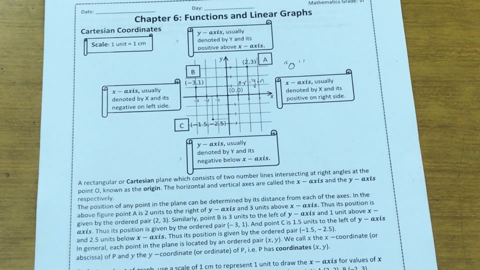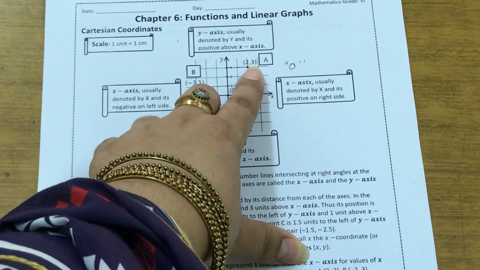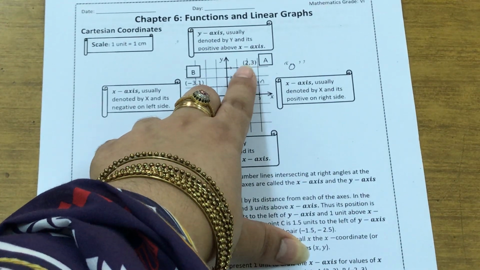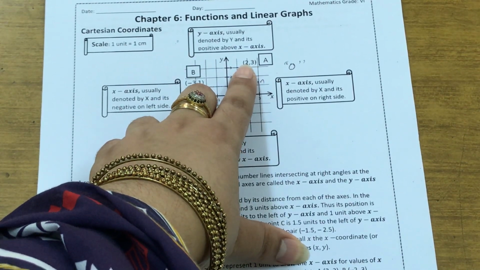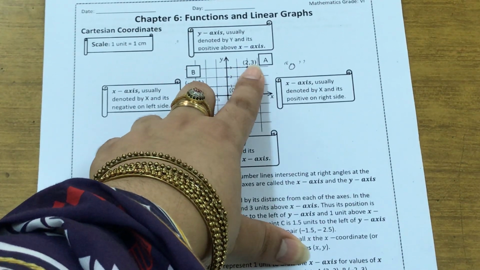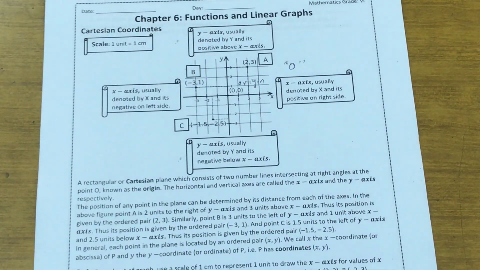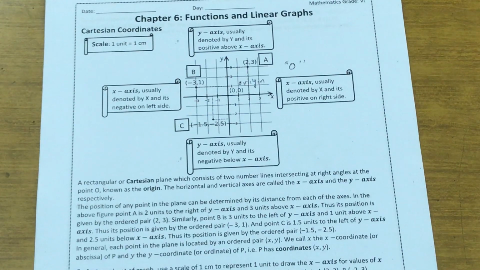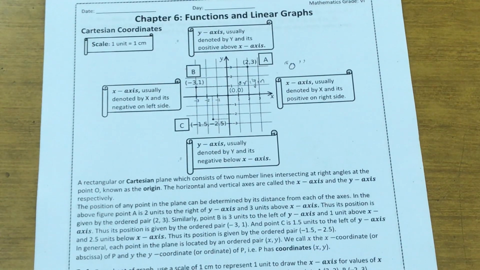These two coordinates, the first one the x coordinate and the second one the y coordinate, both have their specific names. The x coordinate is called the abscissa, and the y coordinate is called the ordinate. And you cannot interchange these two coordinates. The first one will always be the x coordinate and the second one will always be the y coordinate.